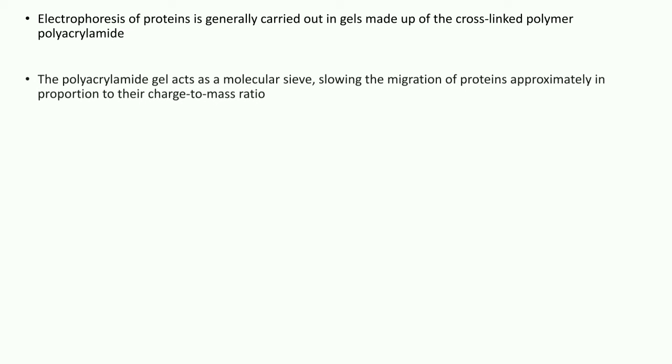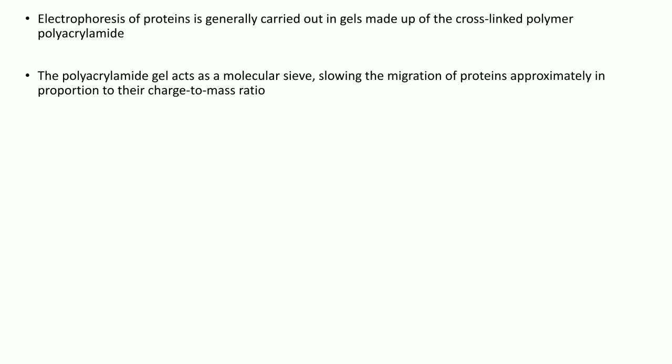So, electrophoresis of a protein is generally carried out in gels which are made up of the cross-linked polymer polyacrylamide. This polyacrylamide gel acts as a molecular sieve, slowing the migration of proteins in proportion to the charge to mass ratio. This migration is mainly affected by the protein shape as well.